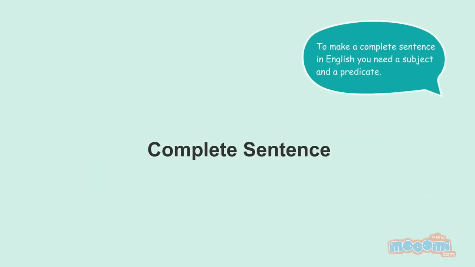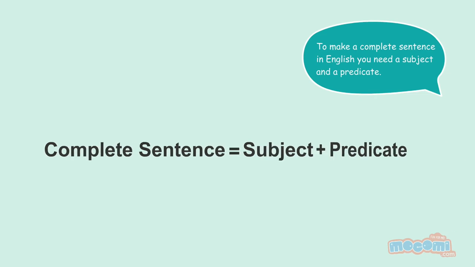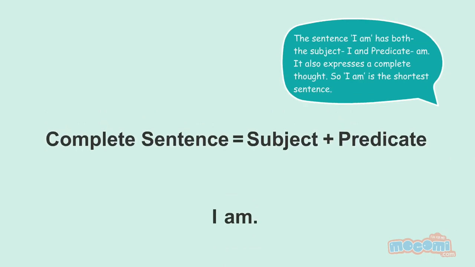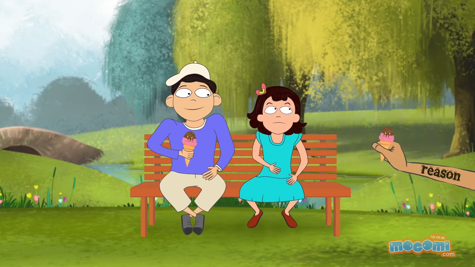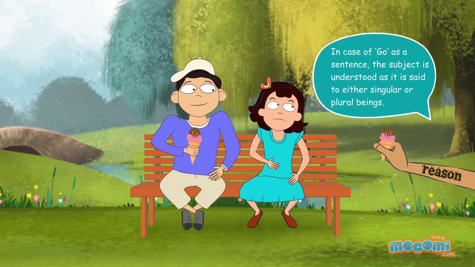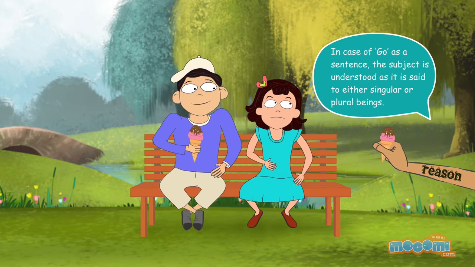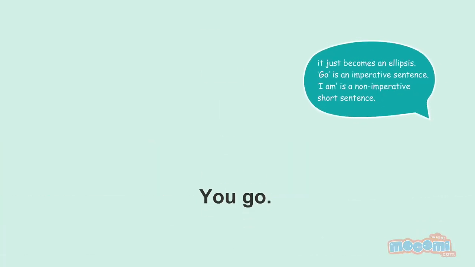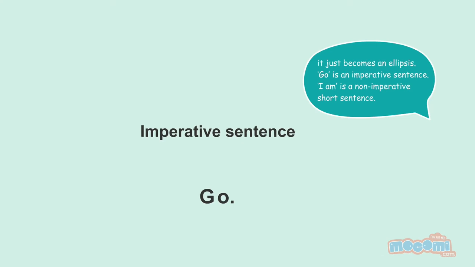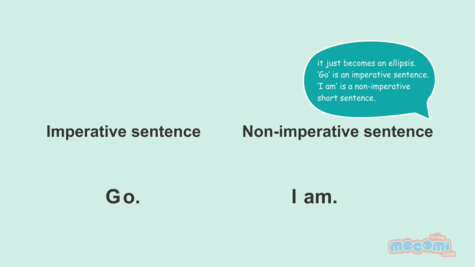Yes. To make a complete sentence in English, you need a subject and a predicate. The sentence I am has both the subject I and predicate am. It also expresses a complete thought. So, I am is the shortest sentence. I read an article that go is a short sentence too. In case of go as a sentence, the subject is understood as it is said to either singular or plural beings. Thus, by omitting you, it just becomes an ellipsis. Go is an imperative sentence. I am is a non-imperative short sentence.